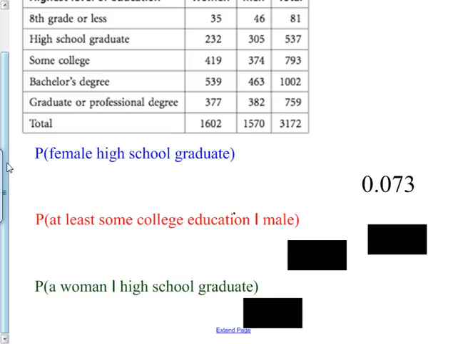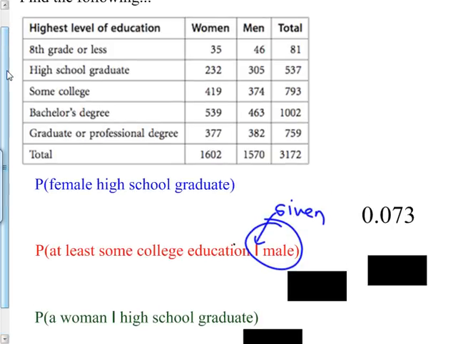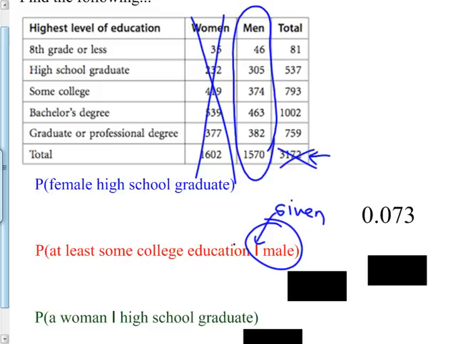All right. The next one, probability at least some college education, slash, male. What does this slash thing mean? Given. If you didn't know it was given that it had to be a male, you better take that in your notes and say, that's important, because that changes everything. Given that it's a male means, do you get that these guys aren't even options now? Okay, so would this total be valid anymore then? No.